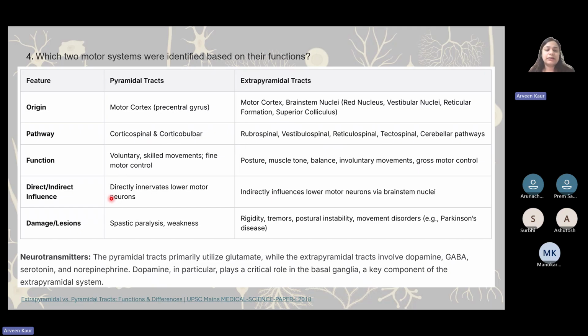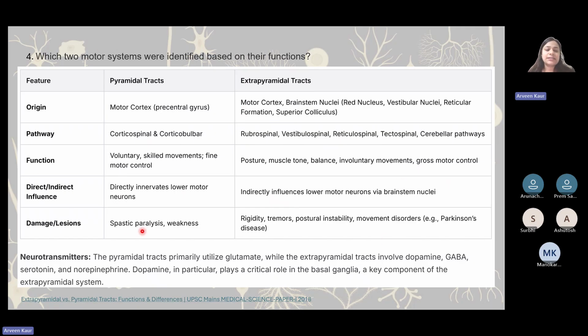Then the pyramidal tract directly innervates the lower motor neurons, but the extrapyramidal tract indirectly influences lower motor neurons via the brainstem nuclei. So over here the information is taken to the brainstem, and over there those neurons are generating a secondary signal, which is then transferred to the lower motor neurons, right?